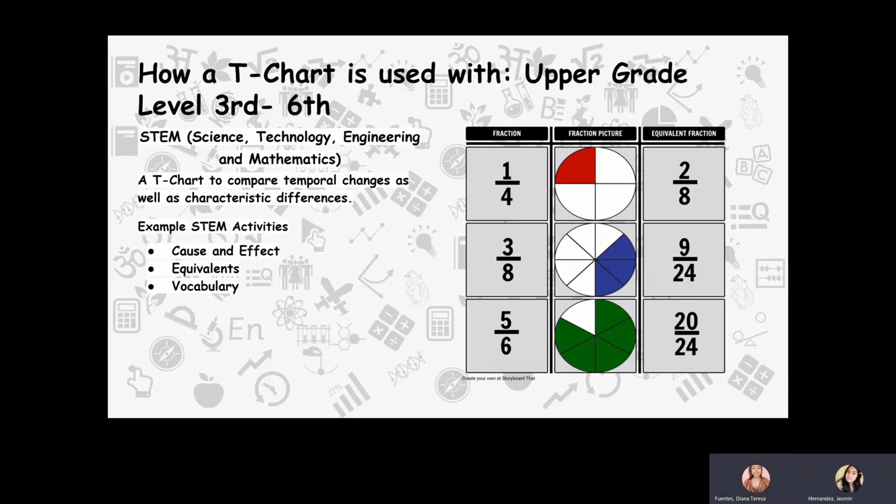How a T-chart is used with upper grade levels, 3rd through 6th. T-charts can be useful in upper grade levels in any subject, from comparing cause and effect of the Civil War to learning vocabulary terms in English language arts. As you can see here, we have an example of a mathematics T-chart comparing fractions by providing the fraction along with an image to help students better understand how a fraction is presented. The example is around 3rd or 4th grade mathematics. Students will enjoy the easy format in which they can list similarities and differences between two different kinds of events or ideas.